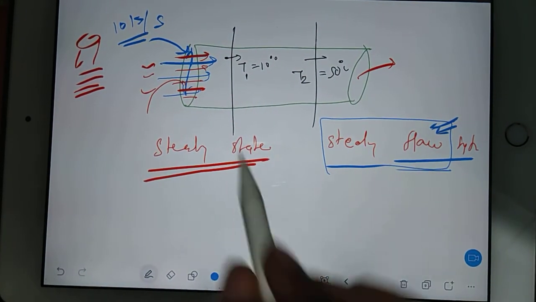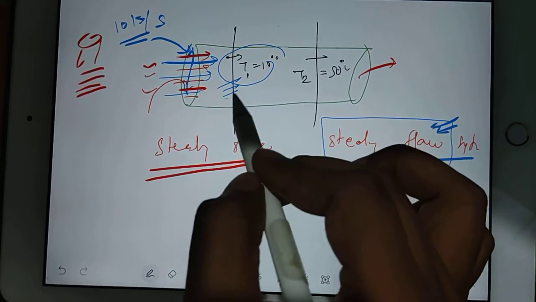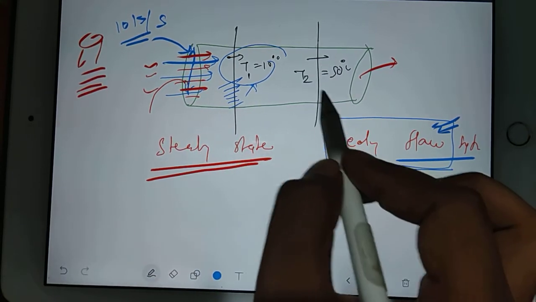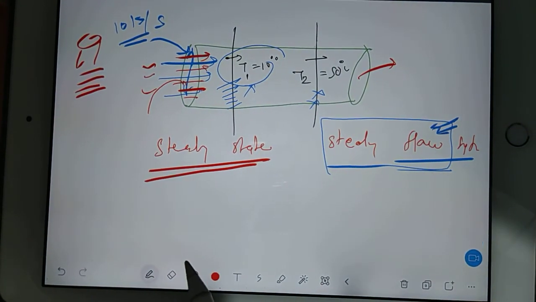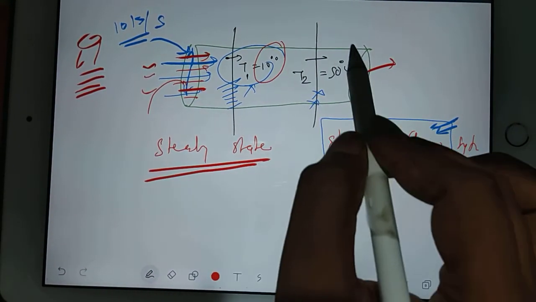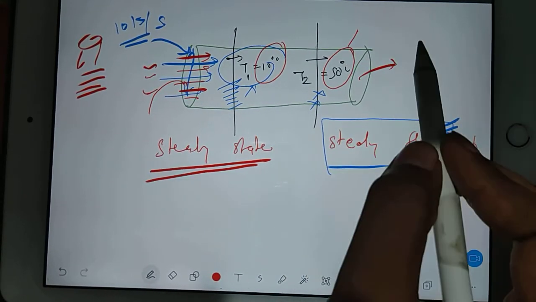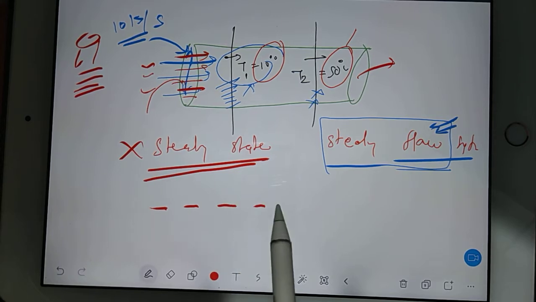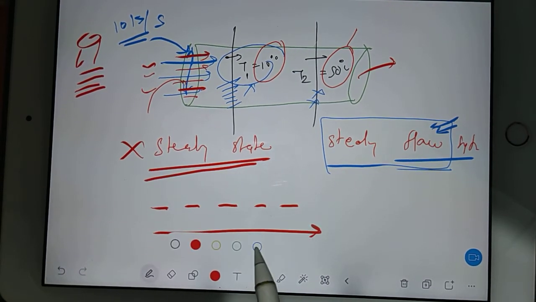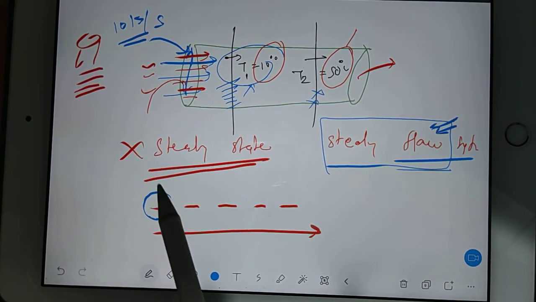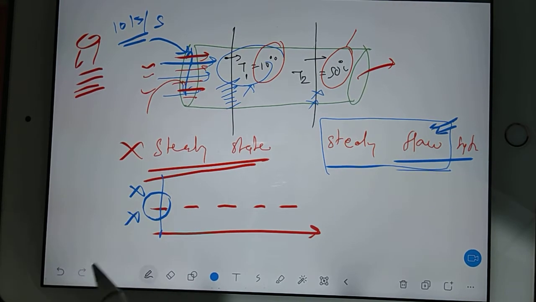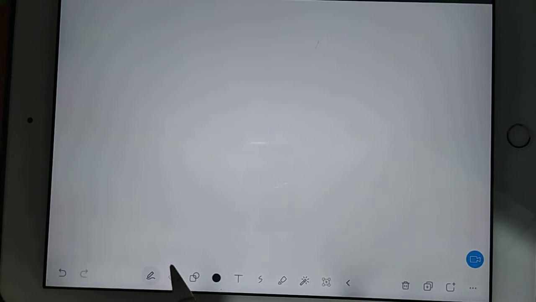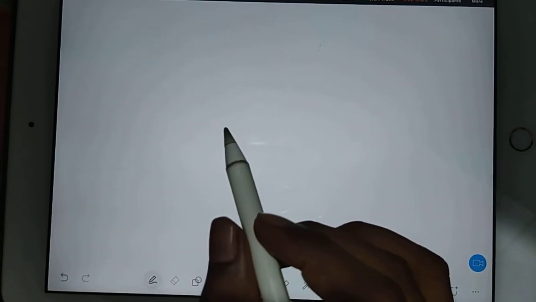This value should not change with time, this state should not change with time, and this state also should not change with time. Now students may think, sir, here you have 10, but why don't you have 10 here, why do you have 50 here? Because steady means your property can change with length, but whatever property you have at a particular location, that will not change with time. Guys, clear? Okay.